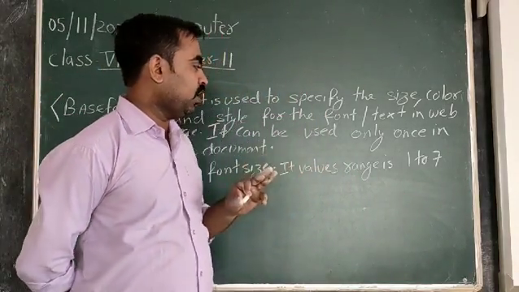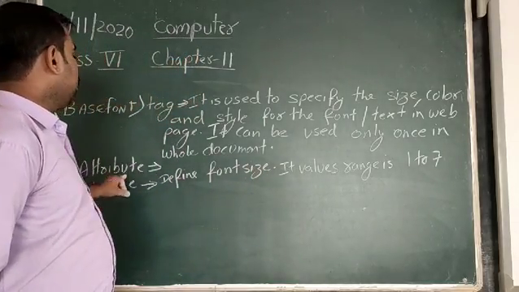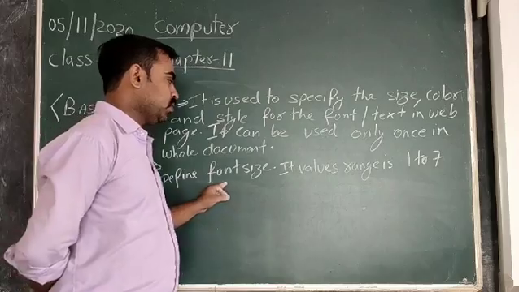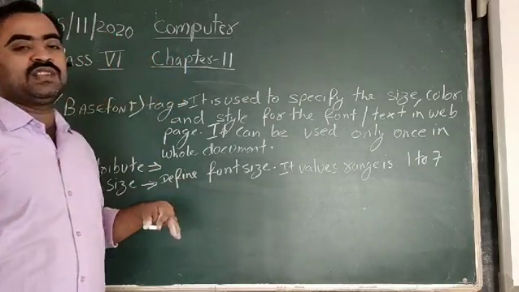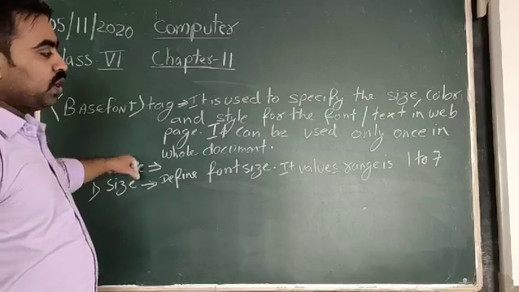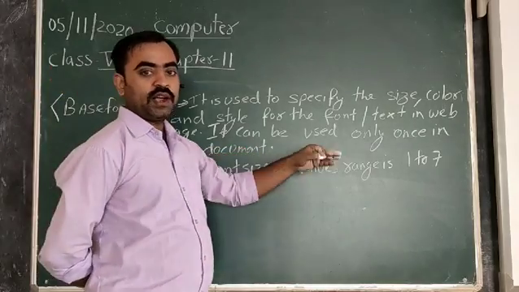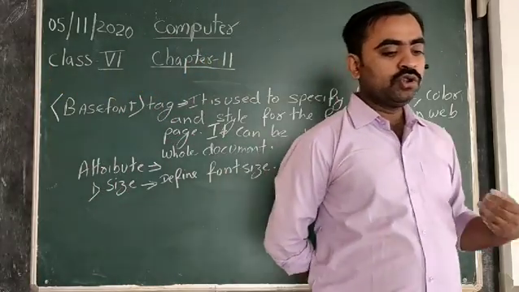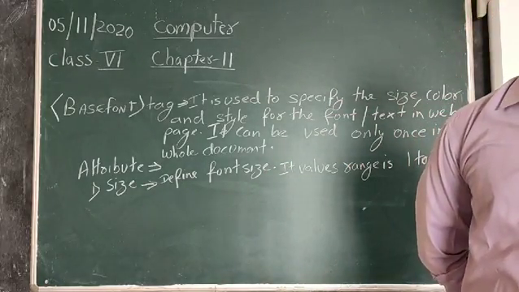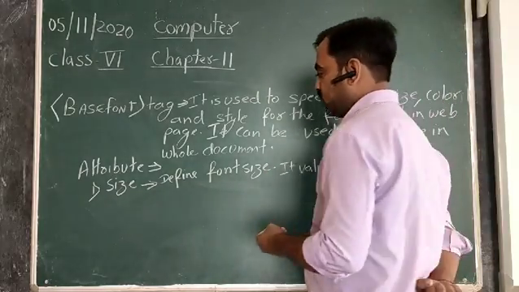3 is the default size of the font which can be used in the web browser. But if you want to increase or decrease the size of the font, you can use the size attribute of basefont and you can define the size as per your choice. Then comes the color. It is used to change the color of the text.